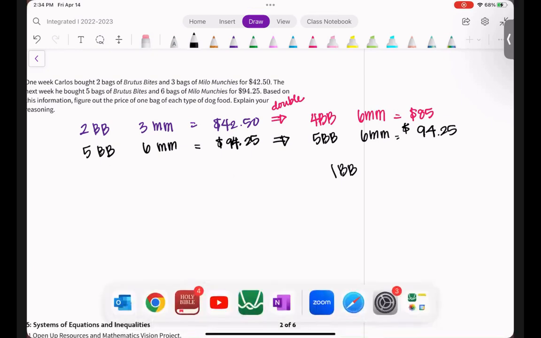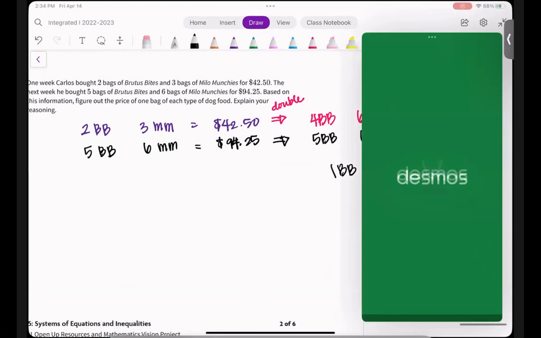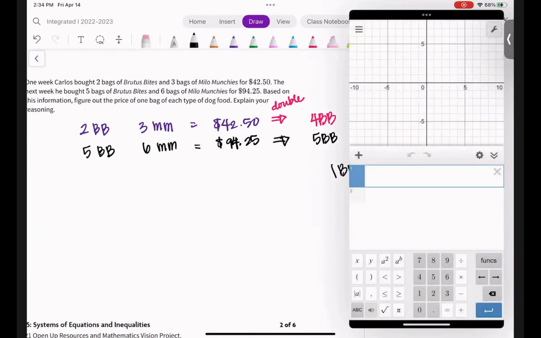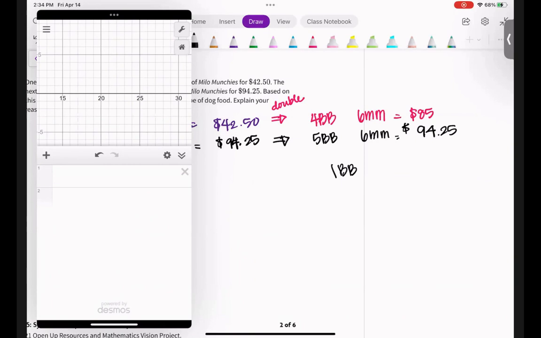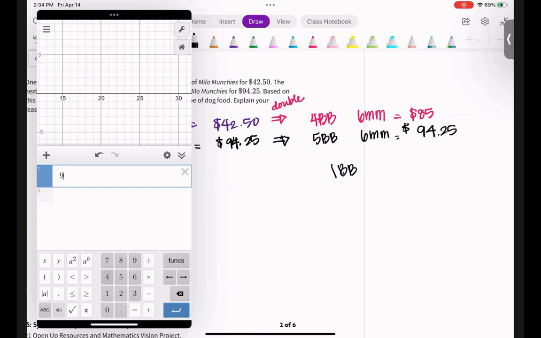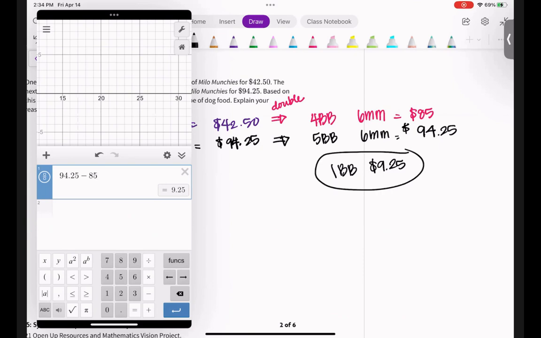Right? And so here I'm going to grab my Desmos and subtract. So, there you go. I got 1 bag extra there, and I'm going to go with $94.25. And I'm going to subtract off $85. So that's how much one bag of Brutus Bites costs, is $9.25.